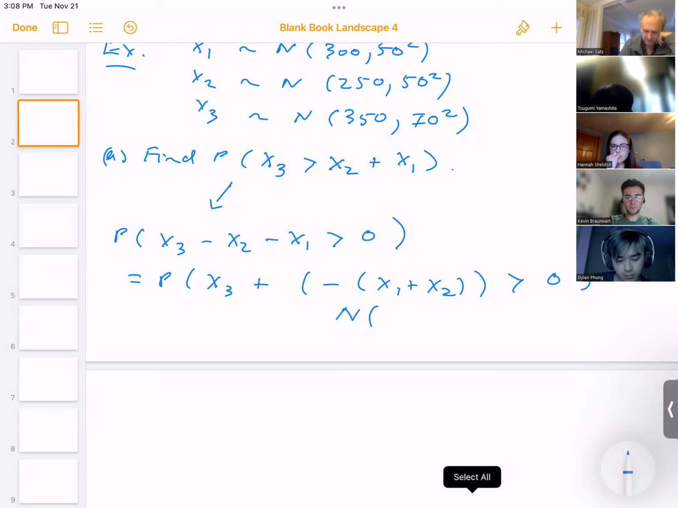Maybe you don't know if I mean the minus sign or not. Well, anyway, x1 plus x2 is, we just add the means, right? So I get 550. So let me apply the minus sign. So minus 550.